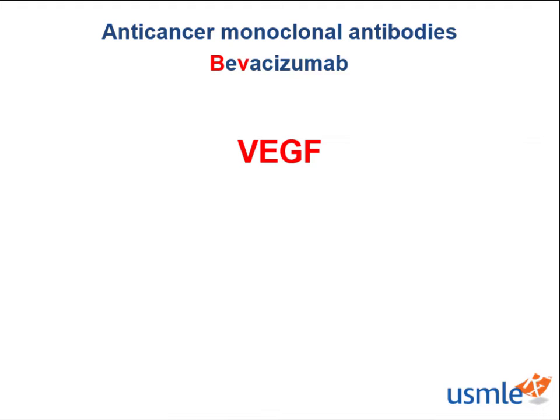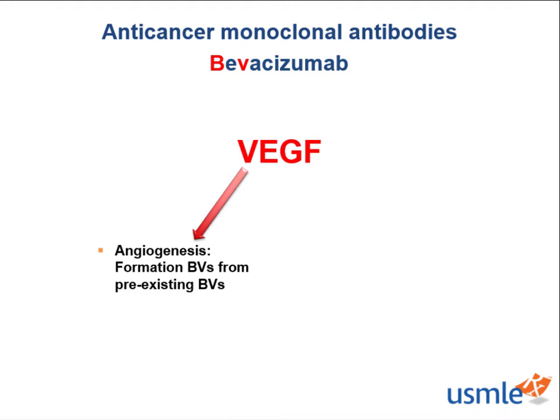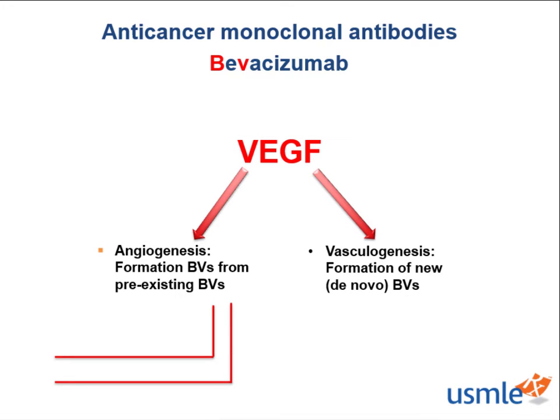First, VEGF can promote angiogenesis, which is the growth of blood vessels from pre-existing blood vessels. So, pictured here is a pre-existing blood vessel. And through angiogenesis, induced by VEGF, that vessel can grow. Secondly, VEGF can induce vasculogenesis, which is the formation of blood vessels de novo, or the formation of new blood vessels from scratch. And so, bevacizumab decreases both angiogenesis and vasculogenesis by binding VEGF.